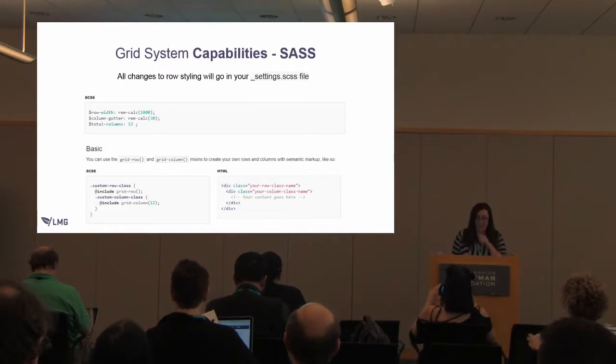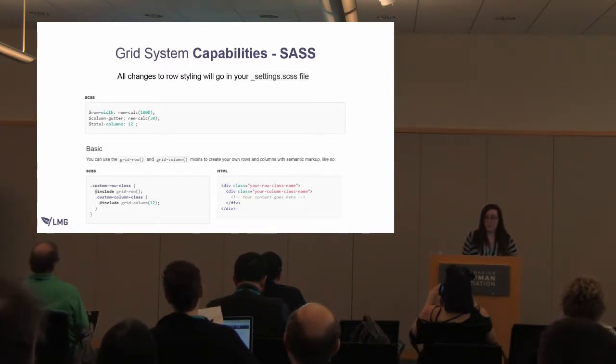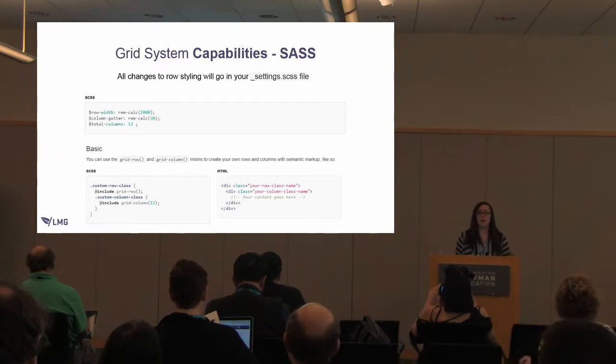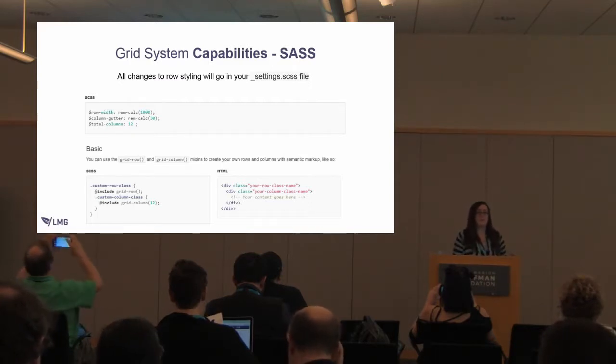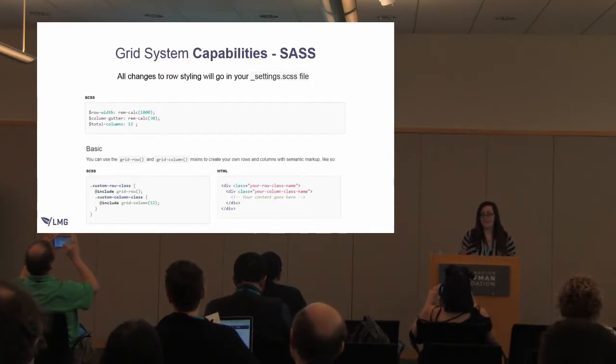You can also add advanced styling in your settings.scss file. I'll go over this a little bit more when I talk about Sass. In this first example, we have a variable of row width. The rem-calc by default is 1200 pixels, so all of your rows are 1200 pixels wide. In this example, we set it to 1000. And then you have your column gutter, which I talked about earlier, basically the margins between your columns. By default, it's 20, and in this example, we set it to 30. By default, you have 12 columns, and that's what this example still is. You can change it to as many columns as you like. I've never used it, but you can change the amount of columns in each of your rows.